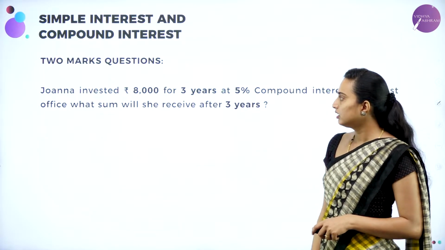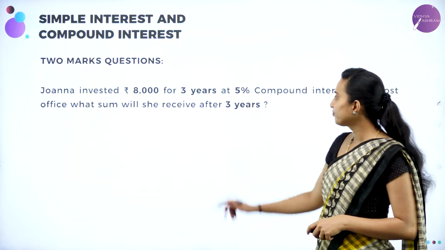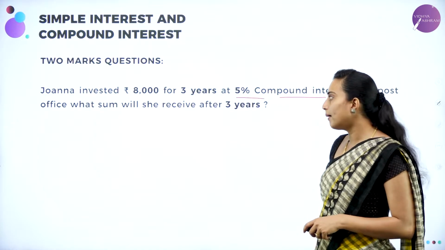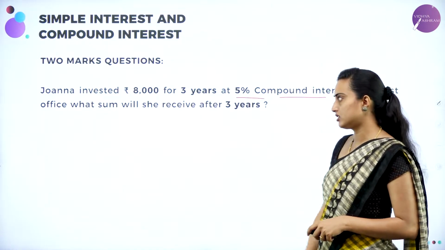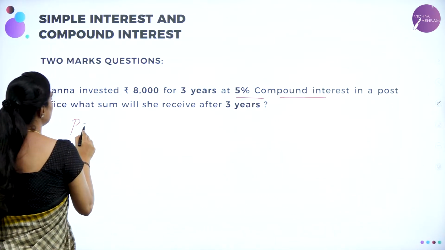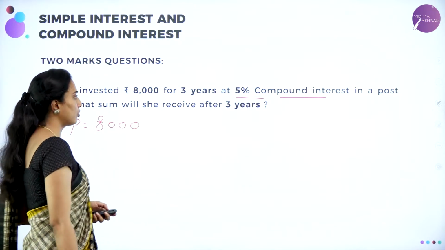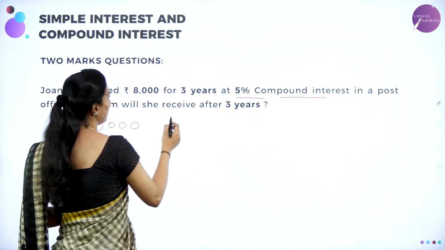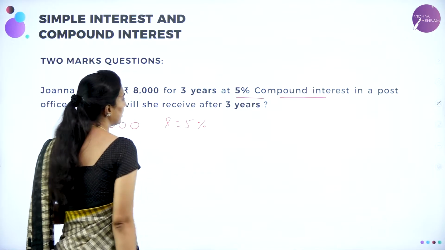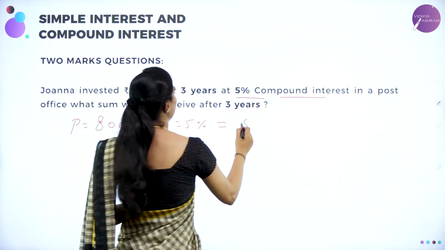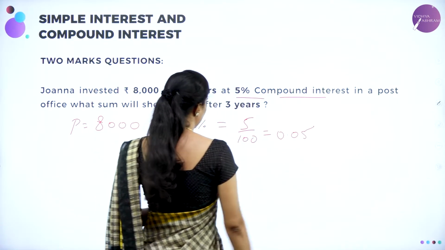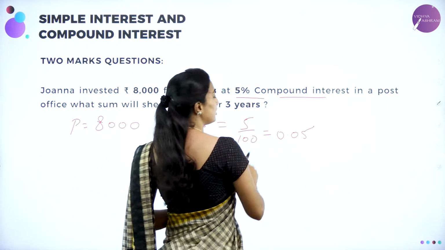Joanna invested rupees 8,000 for 3 years at 5% compound interest in a post office. What sum will she receive after 3 years? So what have they asked? Joanna invested what? P is equal to 8,000 in a post office, for compound interest. Rate of interest R is equal to 5%. Isn't it? That is, you are going to have it as 5 divided by 100, which is nothing but 0.05. So then you have 0.05.